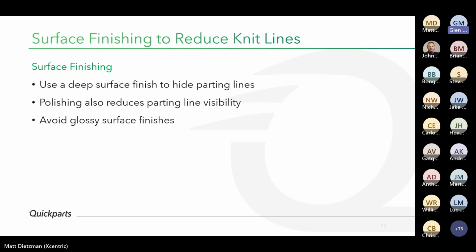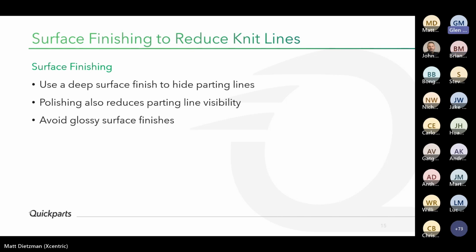Another important thing that we discussed at the beginning, surface finishing to reduce knit lines. A deep surface finish can hide parting lines, meaning textures, kind of matte finishes, engraving, things like that. That tends to hide any imperfections like that. It also depends on the material. Most of these suggestions do depend on material. For each material, these type of things will help a significant amount. Polishing also reduces the visibility of a parting line.